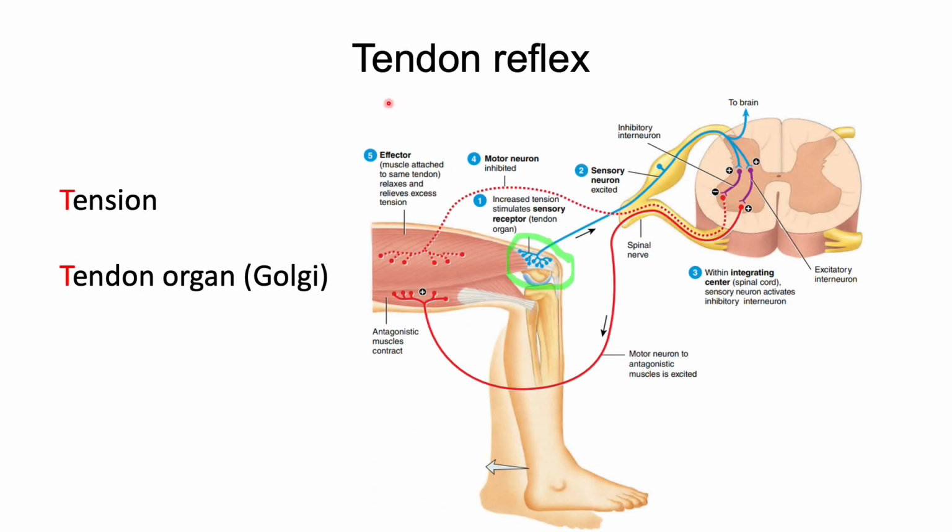The second spinal reflex that we will learn today is the Golgi tendon reflex, or tendon reflex. The sensory receptor in this reflex is called the Golgi tendon organ, and it's located in the tendon of the skeletal muscles. So it detects changes in the tension of the muscle.